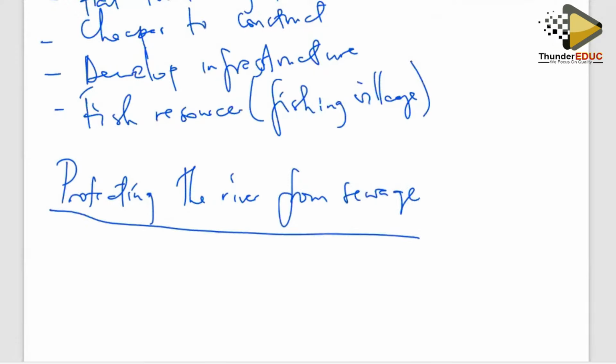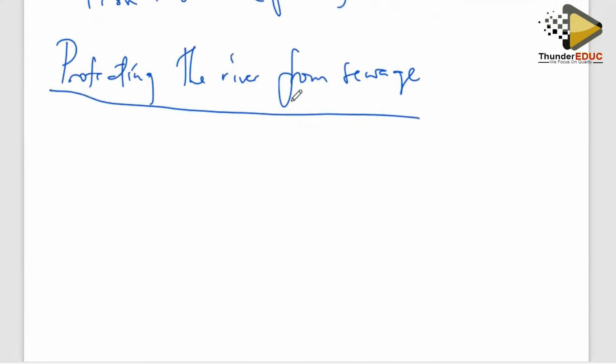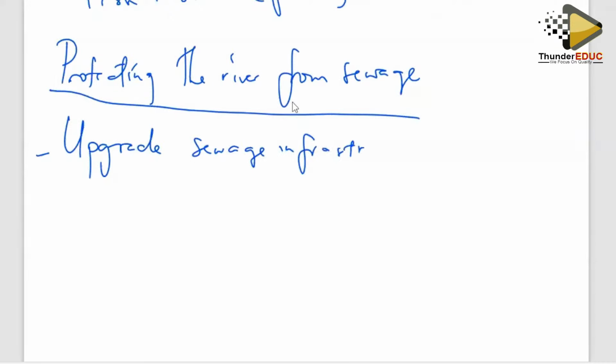Right, we are told that there is ineffective sewage infrastructure. So we must address this. We must upgrade sewage infrastructure, because the poor infrastructure is contributing towards pollution of the river. Then what must we do? We must upgrade the sewage infrastructure. And also we must use legislation.